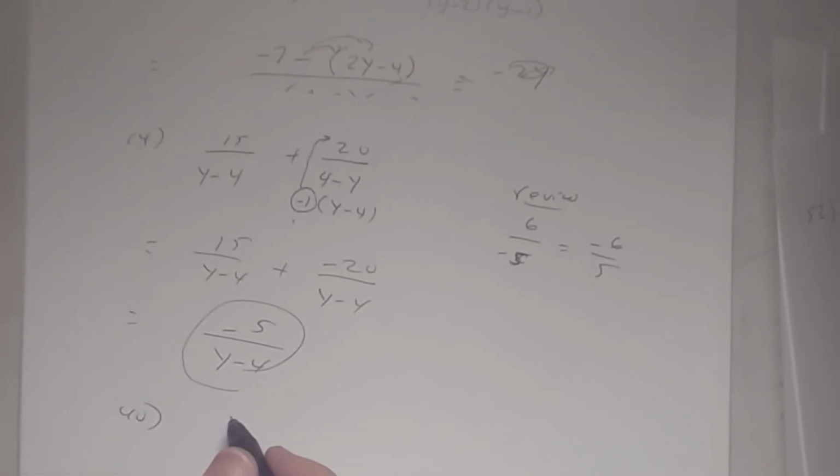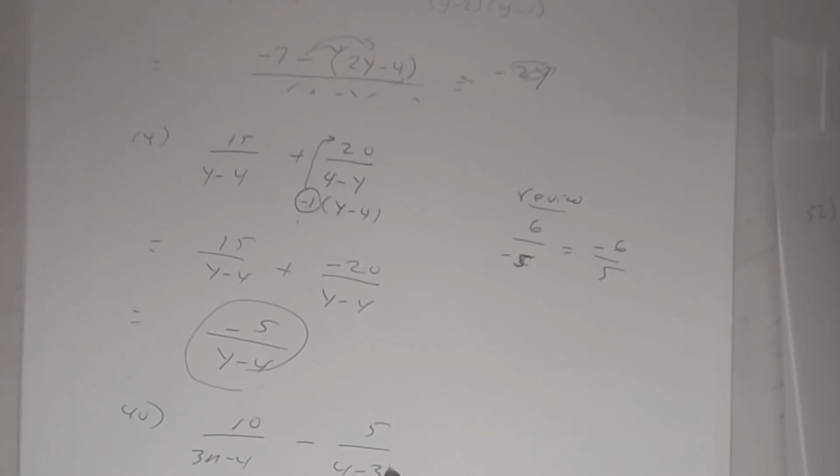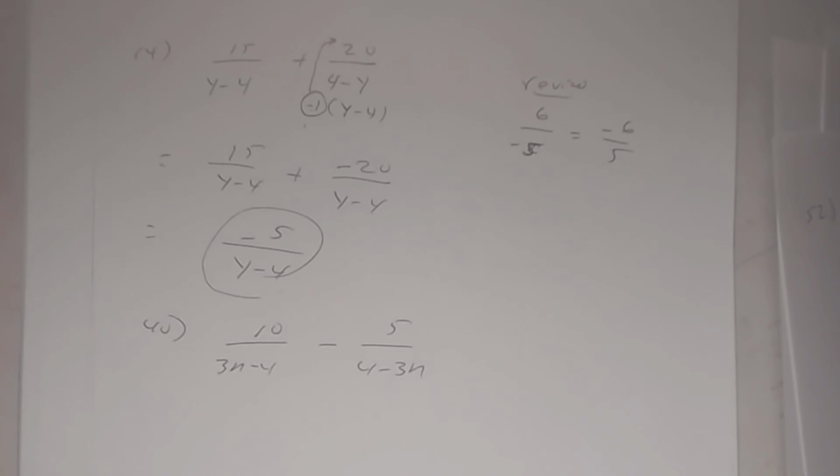You have 10 divided by 3n minus 4 minus 5 divided by 4 minus 3n. That's an opposite. Okay, don't say the LCD is 3n minus 4 times 4 minus 3n. You're going to be very upset when you don't get all your points. 10 over 3n minus 4 minus negative 5 over 3n minus 4.